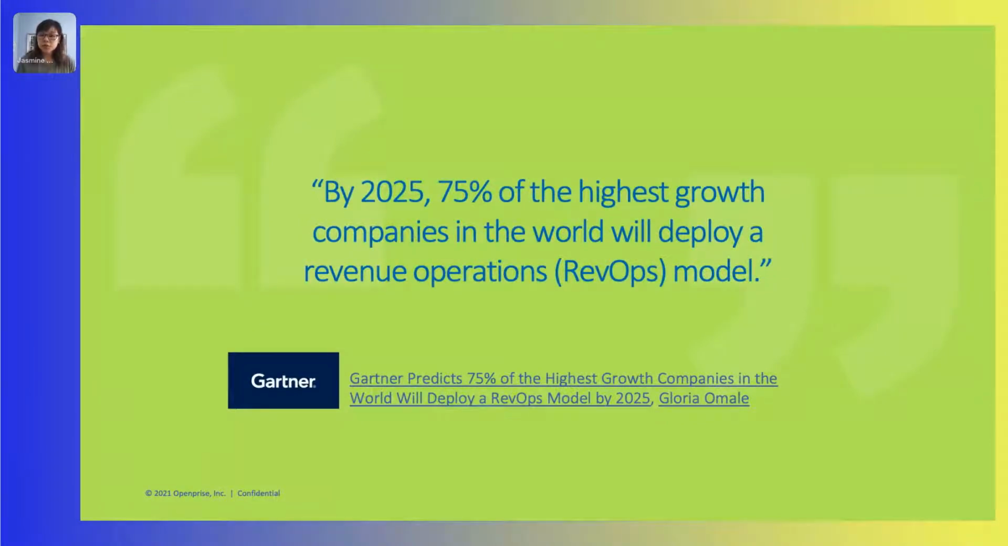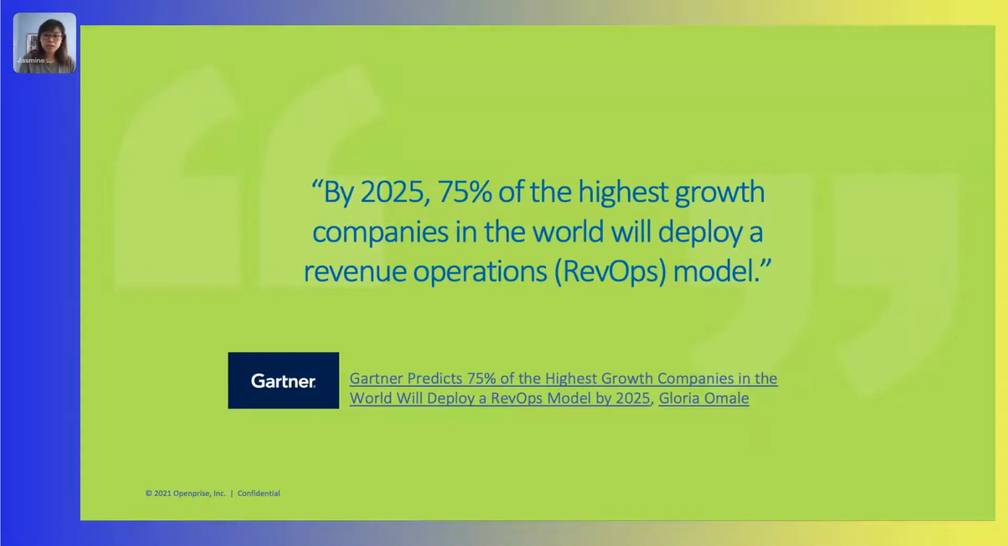I'm sure you've heard the term RevOps come up more and more these days. It's becoming really popular and for good reasons. Before we dive into the rest of the session, let's start with this quote by Gartner. By 2025, 75% of the highest growth companies in the world will deploy a revenue operations model. 75%, that is huge. And from 2021 to 2025, I'm sure there has been exponential growth already. So RevOps is really taking over the world and the market. And if you already have a RevOps team deployed, that is great.